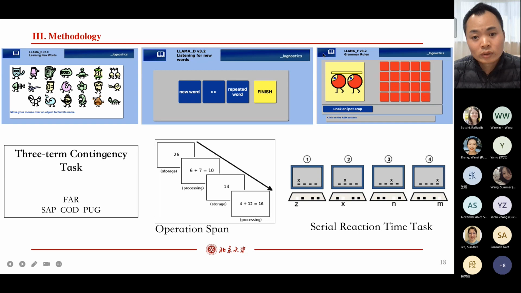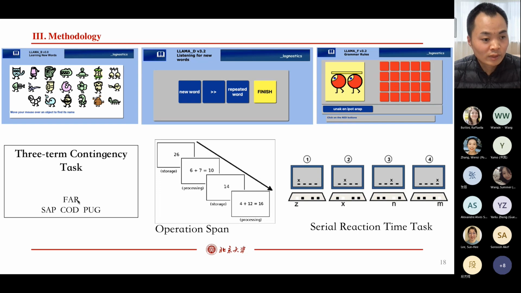And then we also got this LLAMA F test. In this LLAMA F test, you're going to try to figure out the grammar patterns underlying the input, which is different pictures. I also use a three-term contingency task, which is a word association task.